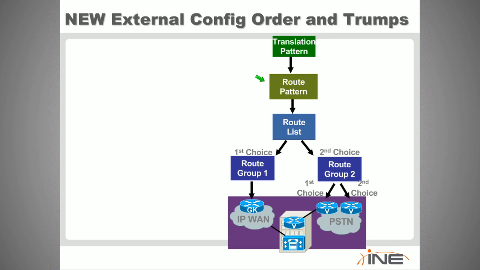I mean, sometimes translation patterns matched, and then they would, via their calling search spaces, reroute those calls back into the digit analysis engine and could look at other translation patterns or DNs or route patterns. We use them occasionally, but for the majority of our external call routing, so from IP phones to the outside PSTN world, we used route patterns to match and send those on to route lists. Now we're going to use something new called translation patterns.